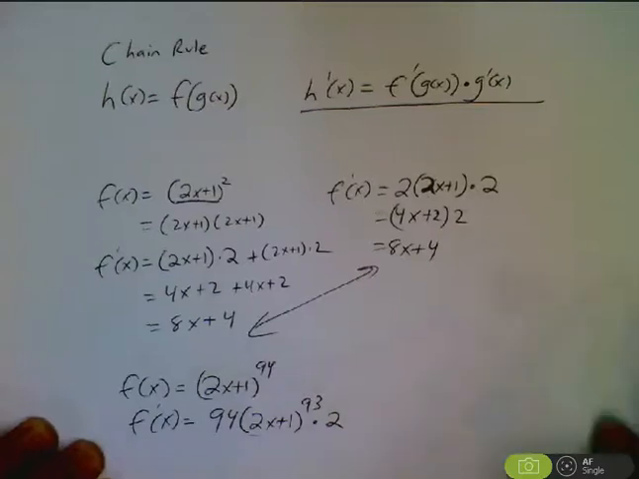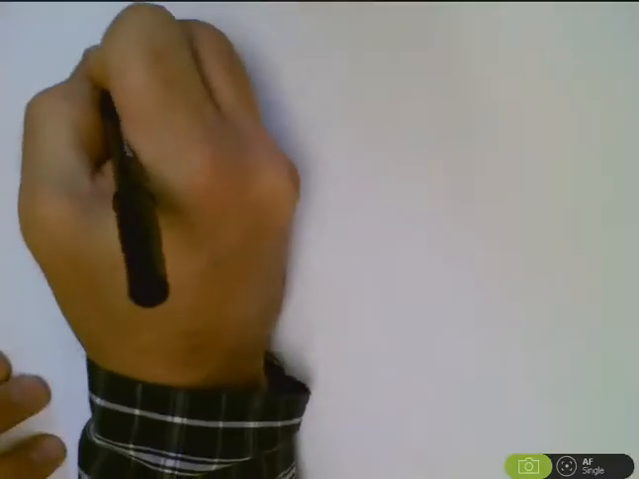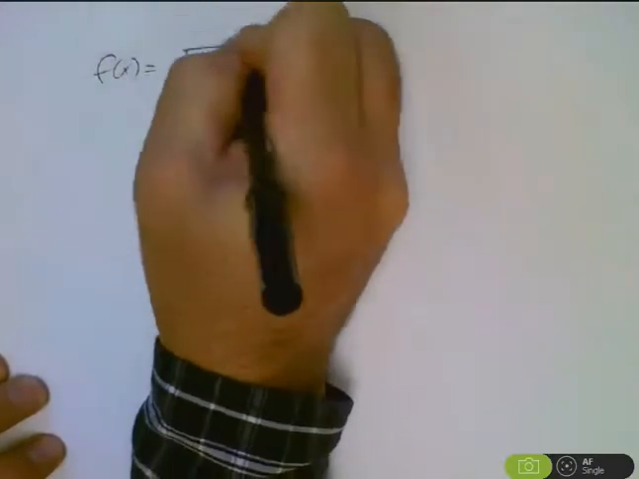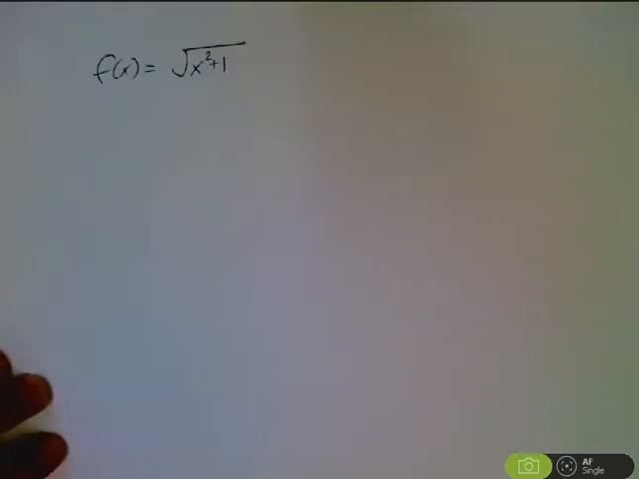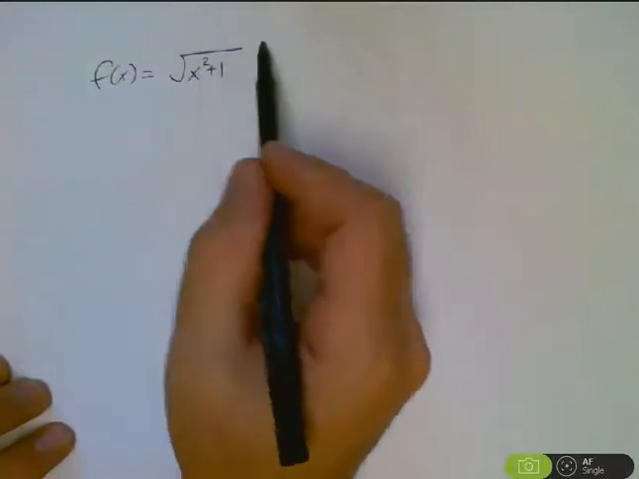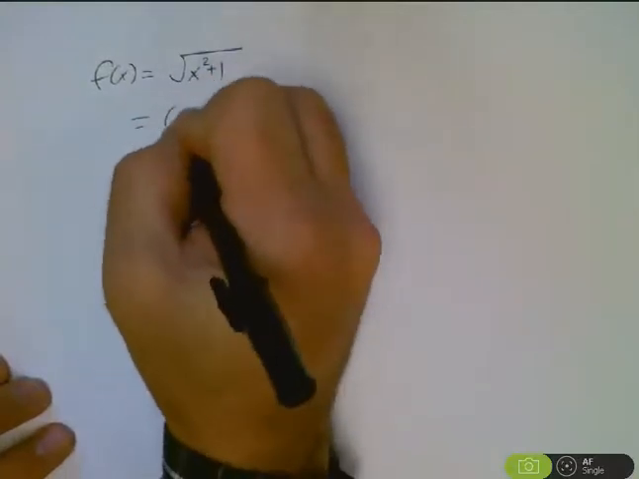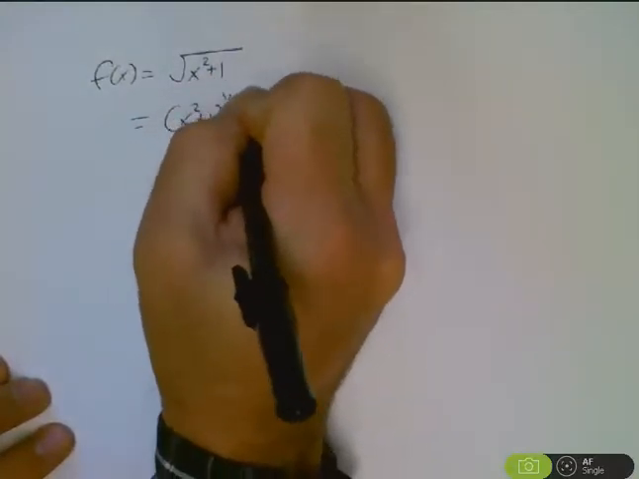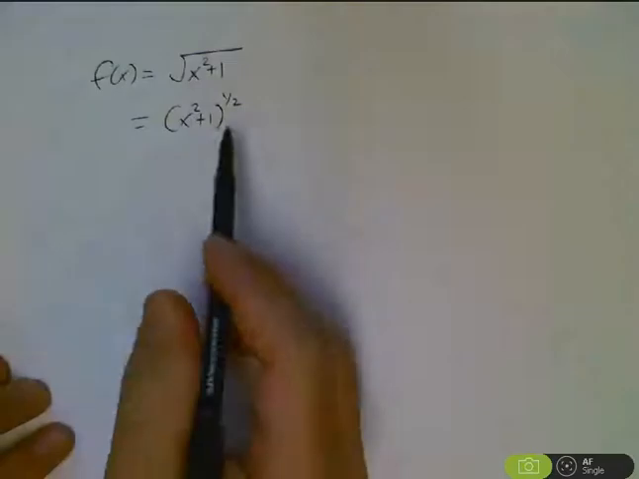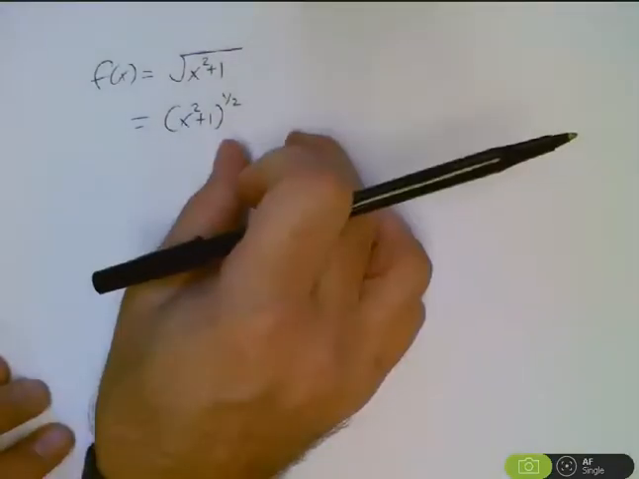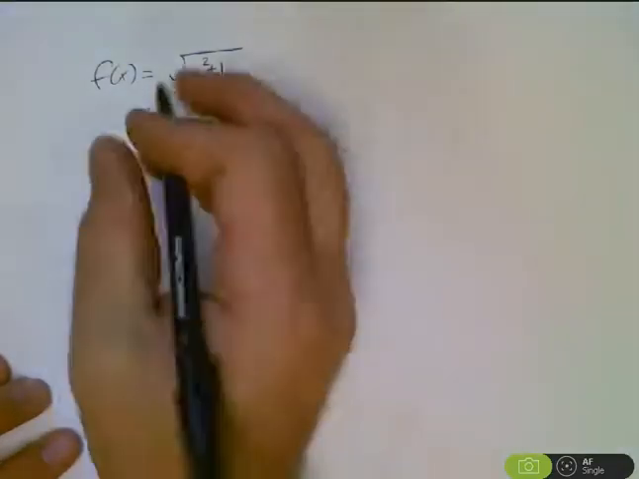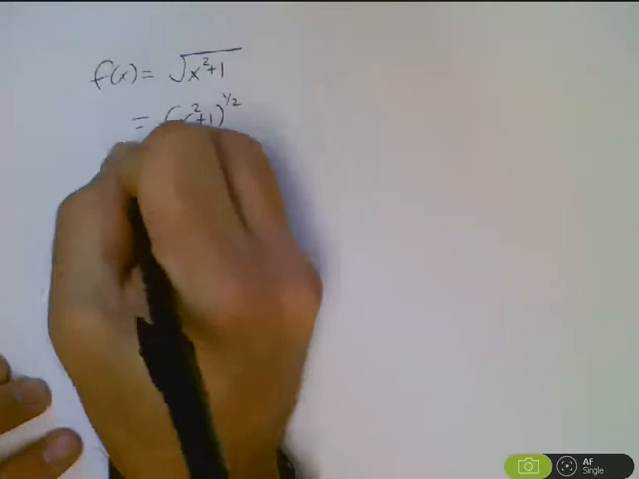Okay, let's try a couple. Suppose you have a function that looks like this: square root of x squared plus 1. And we need to find the derivative. Well, we've had a bunch of these square root type ones where you know to rewrite it first, like that. And unfortunately, that's not something we can just expand out. Okay? So what we would do is use our chain rule.